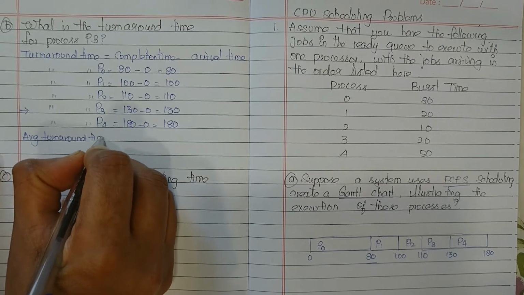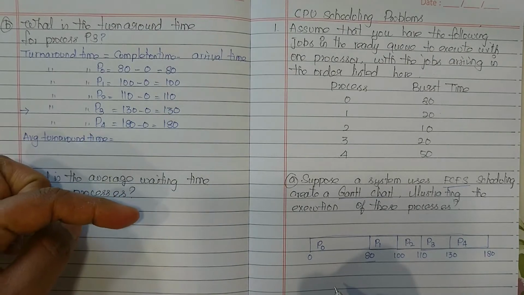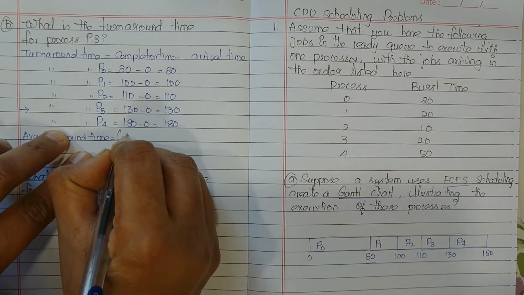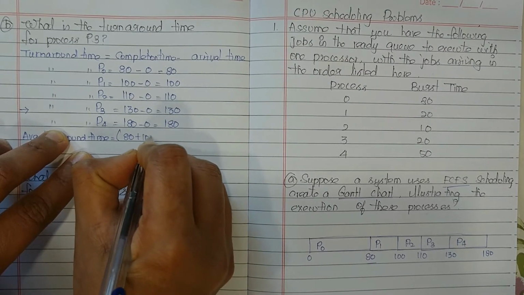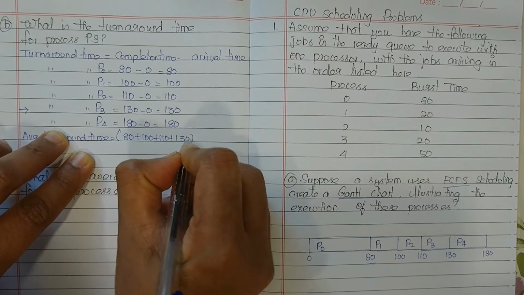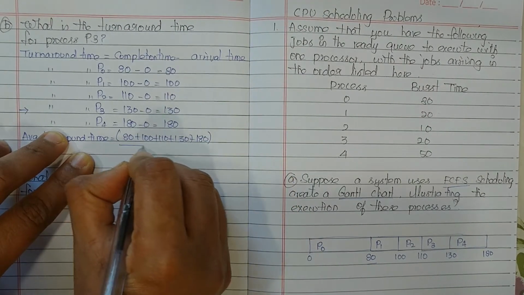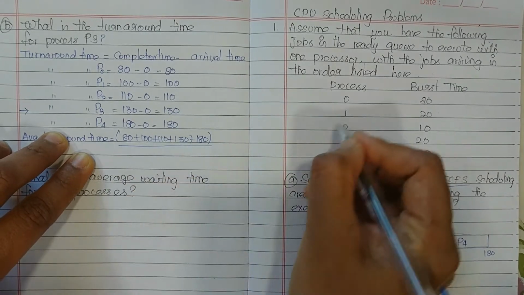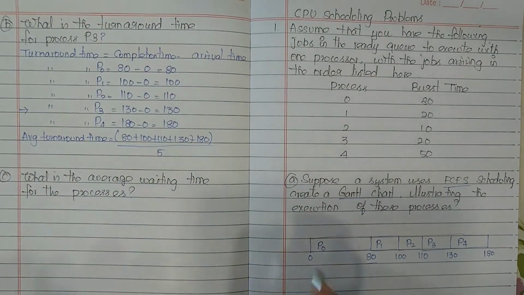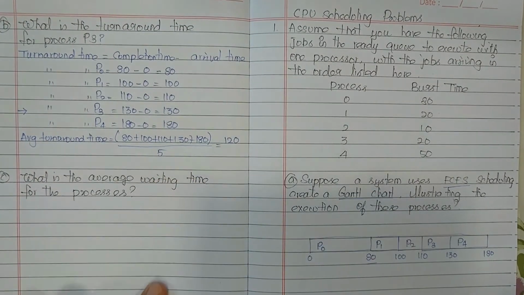When you say average turnaround time, you know how to compute the average. You sum them all and divide by the number of processes. So you sum all: 80 plus 100 plus 110 plus 130, and the last one is 180, divided by how many processes you have? 5 processes. So when you divide, you will get 120.